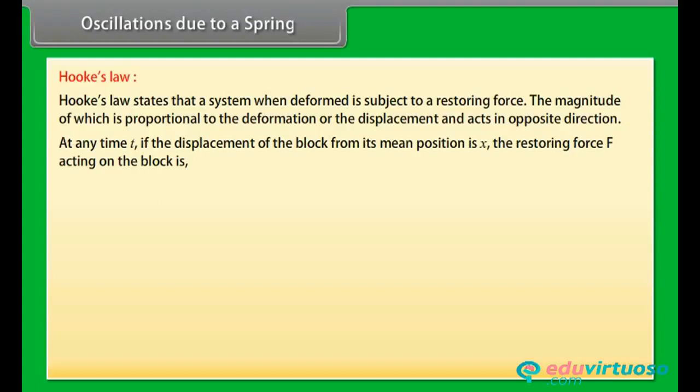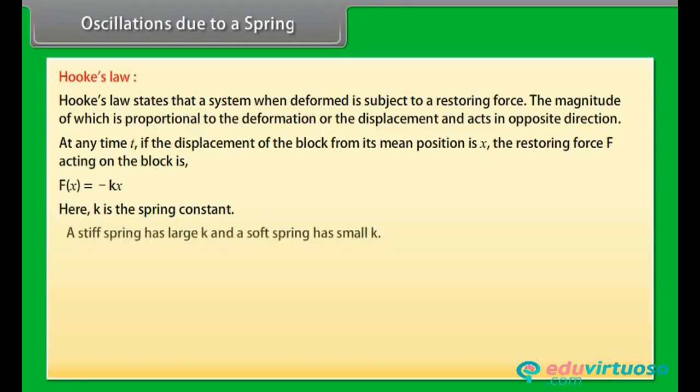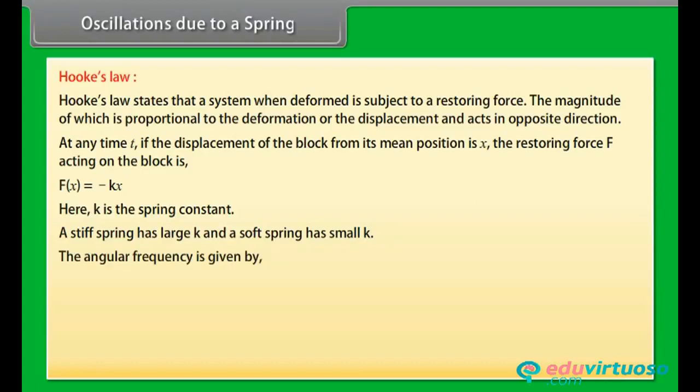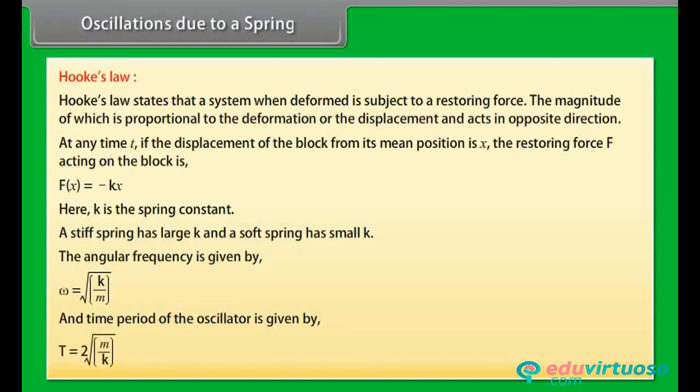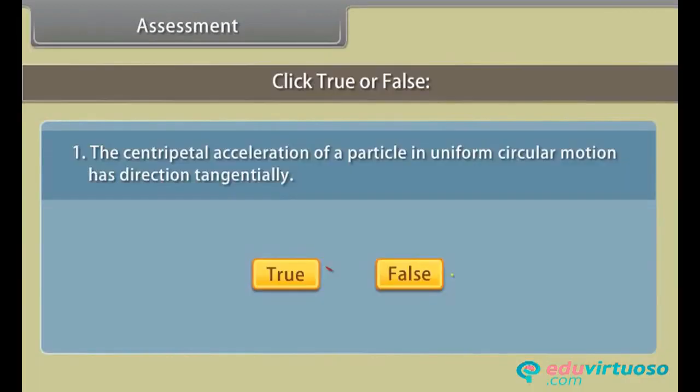At any time t, if the displacement of the block from its mean position is x, the restoring force F acting on the block is F(x) = -kx. Here, k is the spring constant. A stiff spring has a large value of k and a soft spring has a small value of k. For this system, angular frequency is given by ω = √(k/m), and the time period of the oscillator is T = 2π√(m/k).